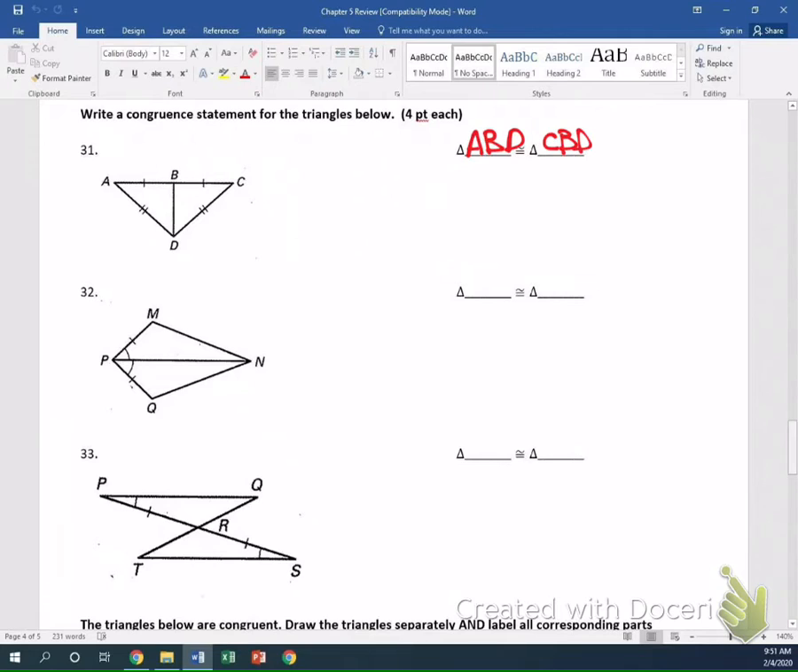Now, I think this is like the first page on the bottom where today they're both just blanks. Tomorrow I'll give you a little guidance. So I'll give you the first triangle ABD, and then you have to tell me the right order for the second triangle. And order does matter here. All right, so number 32, if I say PMN, so if I do P, then up to M, then N, I'd have to do PQN. The P's have to be in the same spot, the Q and the M have to be in the same spot, and then the N's have to be in the same spot.